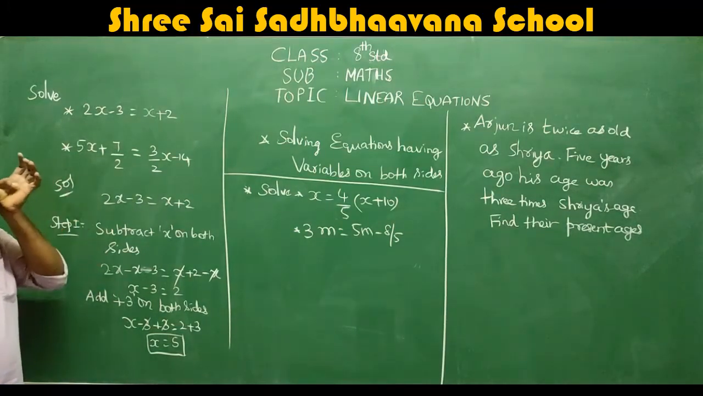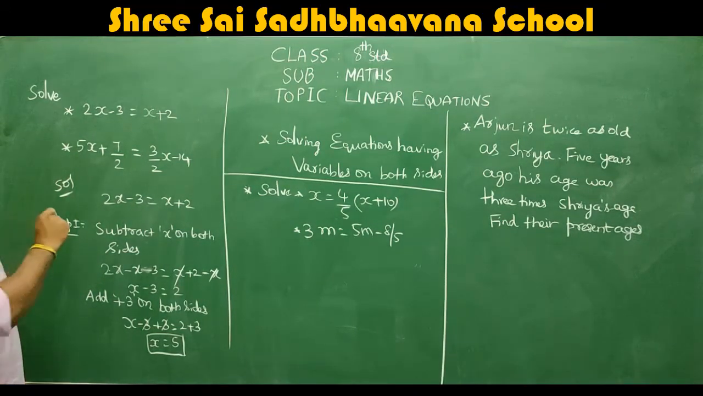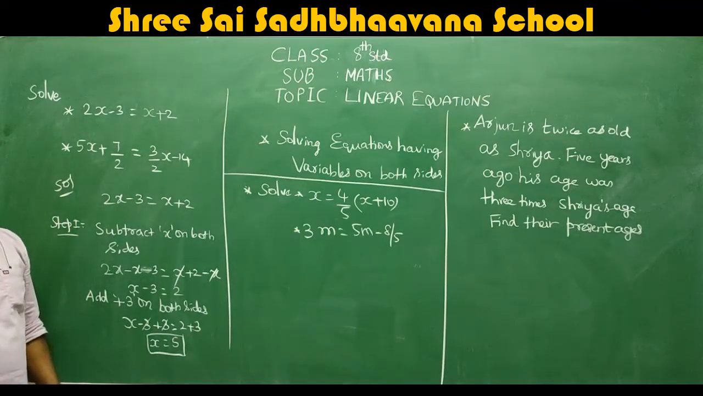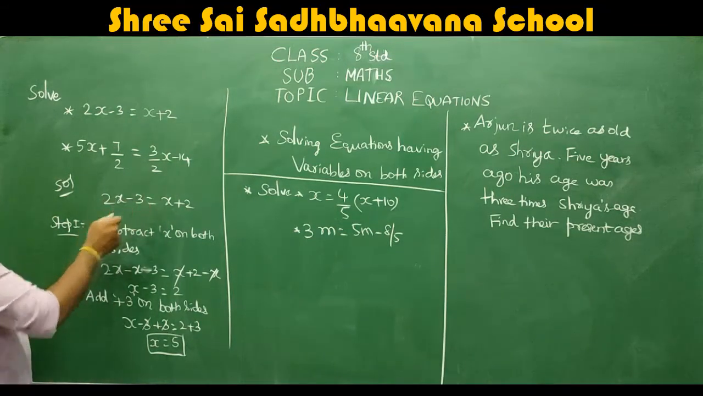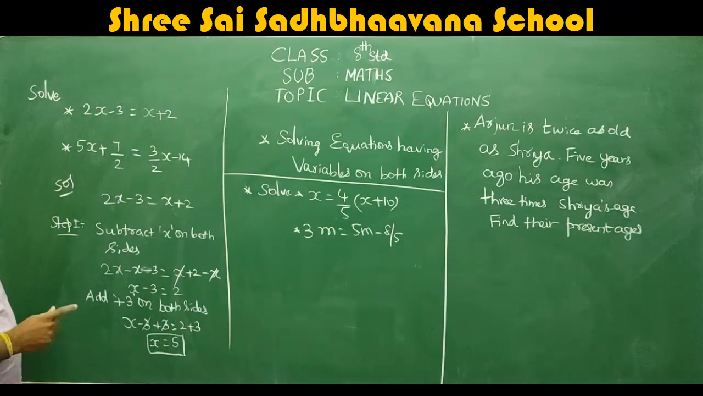I'll just repeat this sum. See, this sum is not the same as the last type. This sum belongs to linear equations which have variables on both the sides. In this, if you observe, we have variables on both the sides, but in the last sums we discussed, we had a variable only on one side. As I said, the steps remain the same.